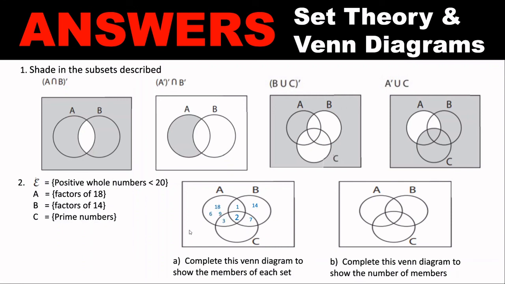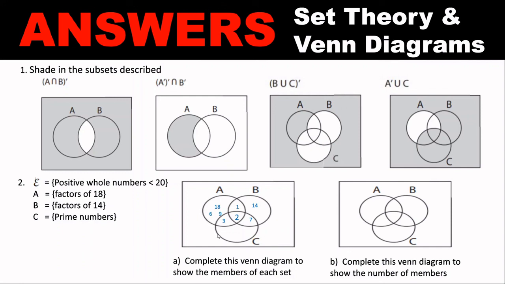In set A, we've got the factors 18, 9, and 6, which are neither prime nor factors of 14. 3 is prime, however. 2 is prime and a factor of 14, and 1 is also a factor of 14. So those are all of my factors of 18.